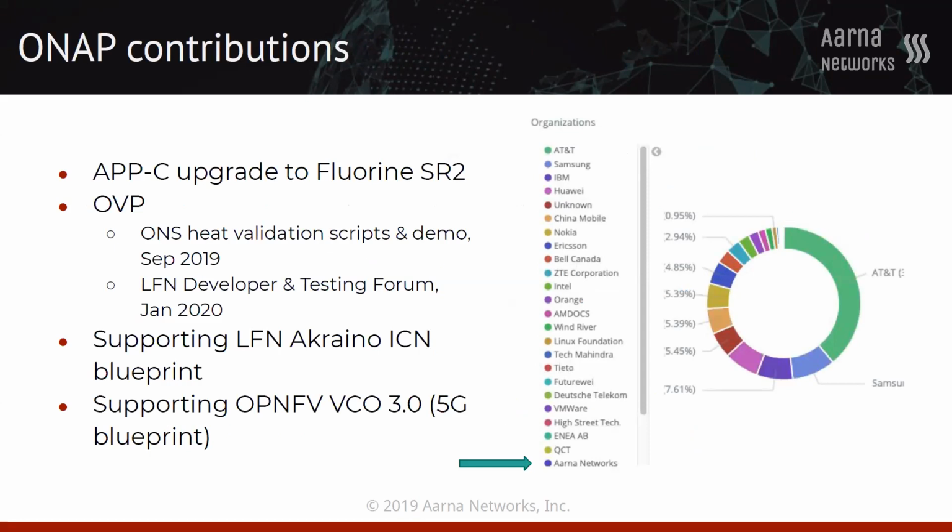So ONAP contributions, we are fairly active in the community. In terms of code itself, we helped upgrade APSI in El Alto to Open Daylight Fluorine SR2. And you can see us on the list of contributors. For now, we are not high on the list, but we hope to change that. In addition to the APSI work, we are also very active on OVP, which is the Interop program from LFN. So at ONS in September of 2019, we showed validation scripts for compliance and validation for heat-based VNFs.